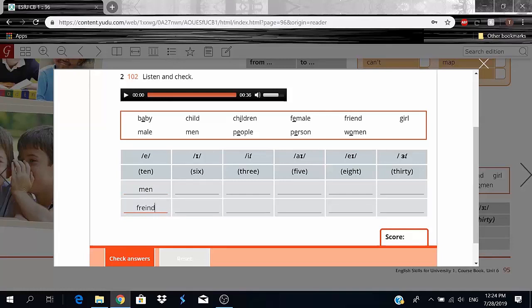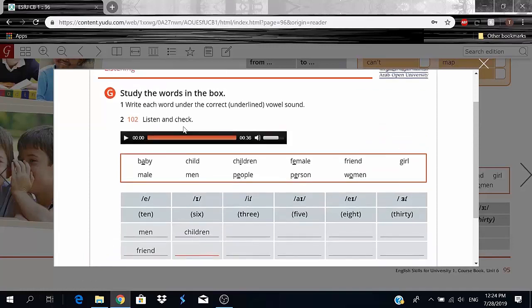Friend, you guys see that? Friend, okay. So 10, men, and friend. And then we have 6, children, okay? Pronouncing the first half could give you a clue whether it's right or not. So 6, chilled, so children, okay?